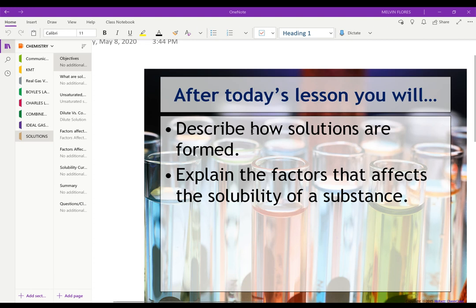First, I would like to give you an overview of the objective for today, which is you're going to describe how solutions are formed, and you're going to explain the factors that affect the solubility of a substance.